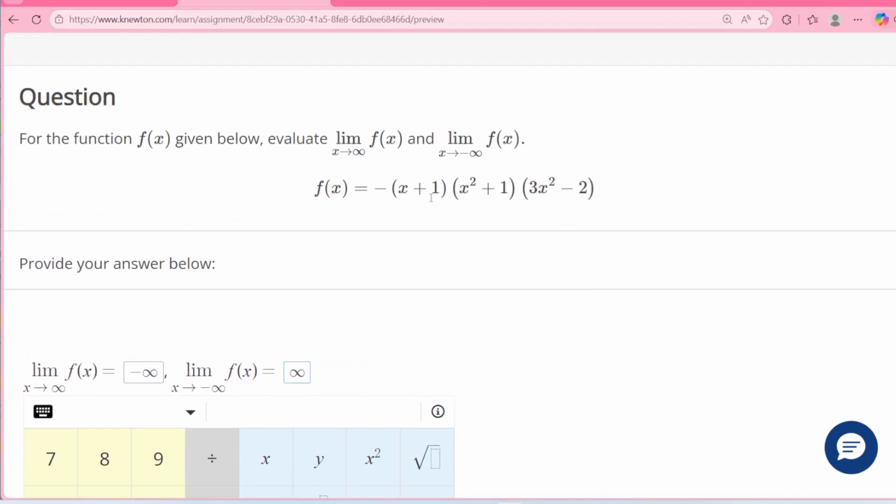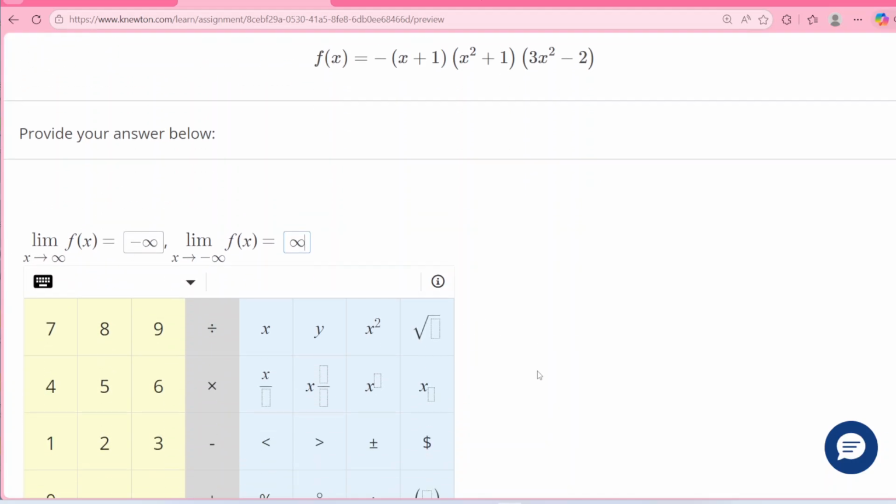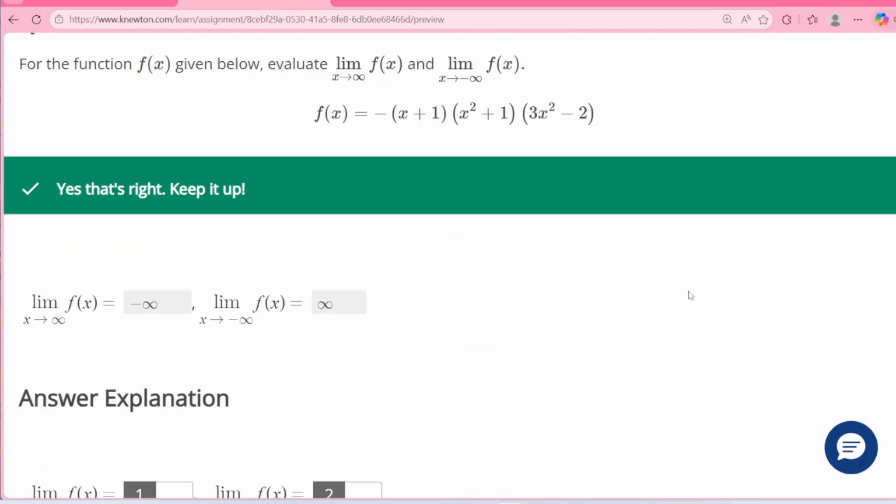Again, focus on finding the lead term of a polynomial. That'd be negative 3x to the fifth, odd degree, negative lead coefficient. It will be going up forever on the left, down forever on the right.